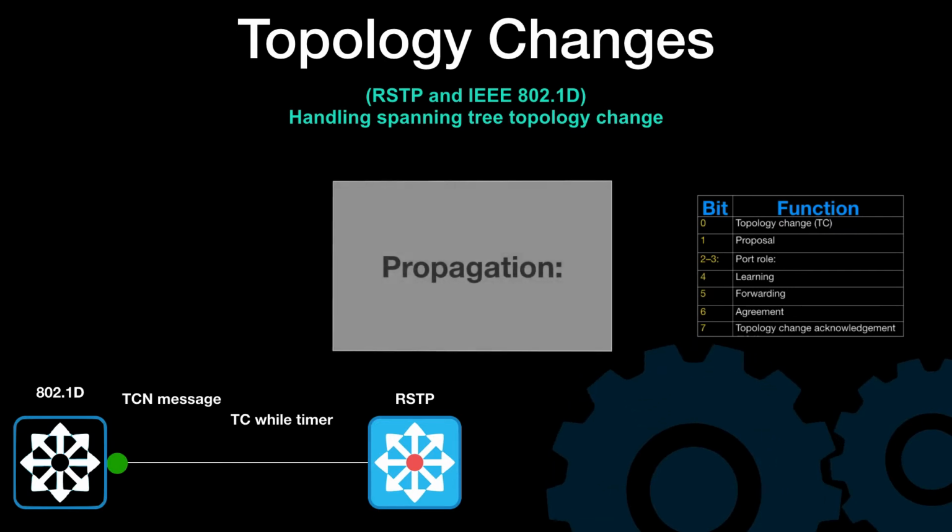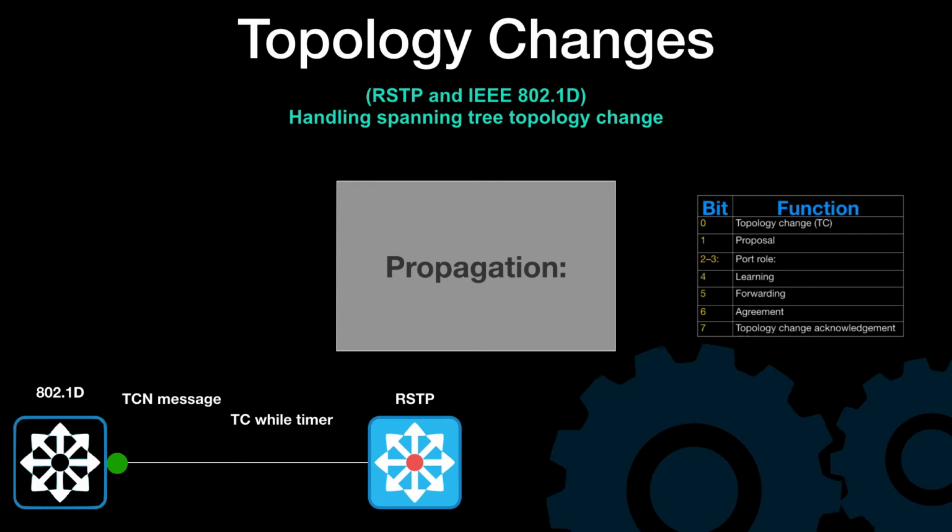Propagation. When an RSTP device receives a TC message from another device through a designated or root port, it propagates the change to all of its non-edge, designated ports and the root port, excluding the port on which it is received. The device starts the TC while timer for all such ports and flushes the information learned on them.